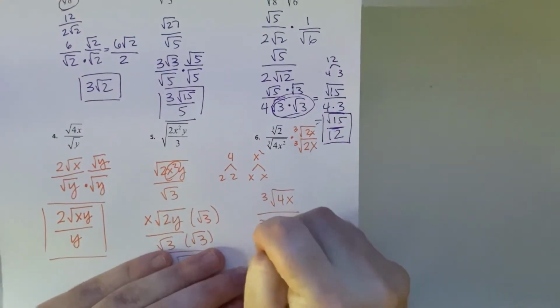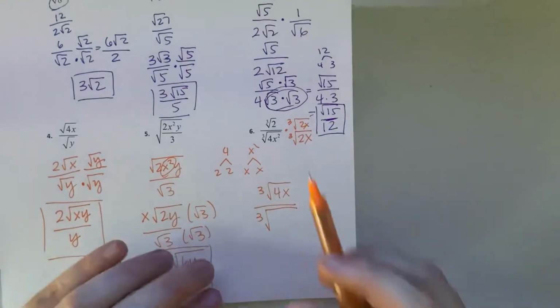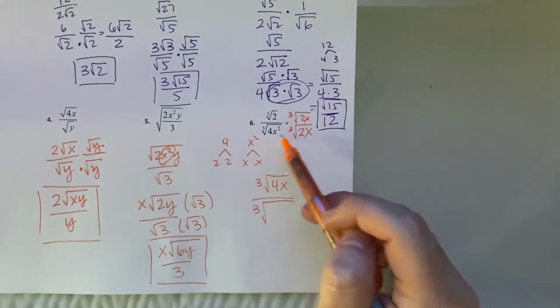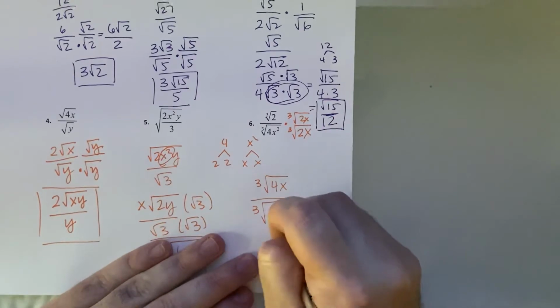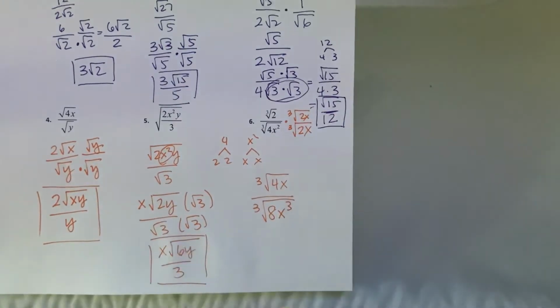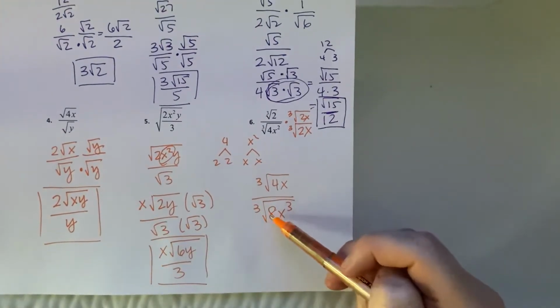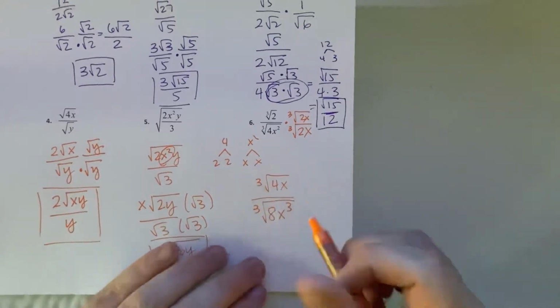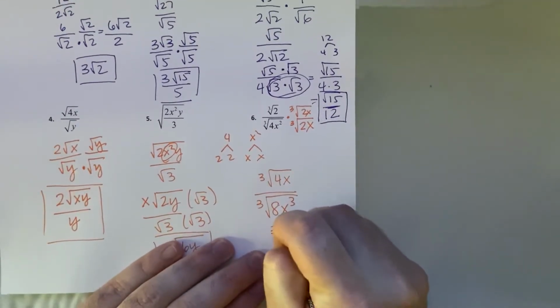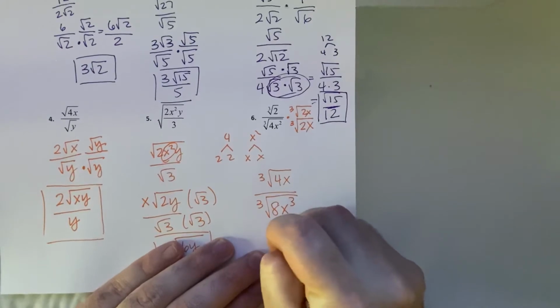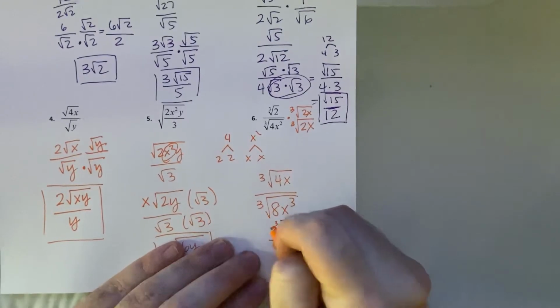And when I multiply these, this is the cube root of 4x. Let's look at the denominator now. If I just want to multiply them under the cube root of 4x squared, so 4x squared times 2x is 8x cubed. These are both perfect cubes. The cube root of 8 is 2. The cube root of x cubed is x. This is the cube root of 4x all over 2x.